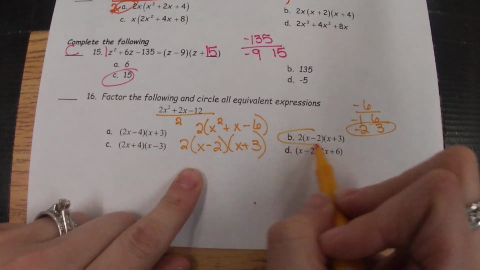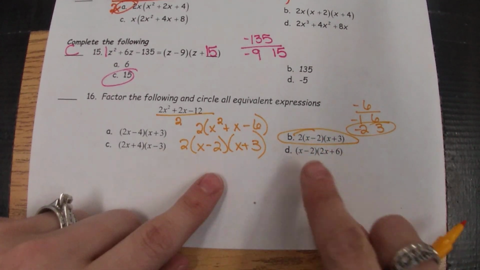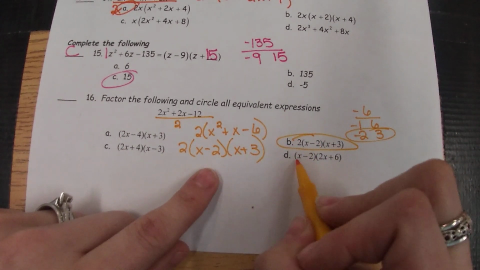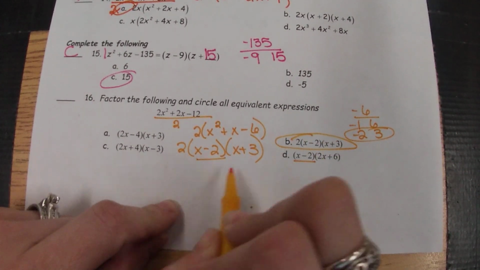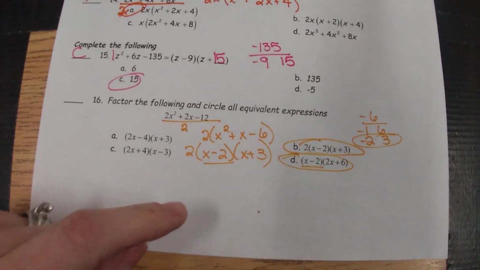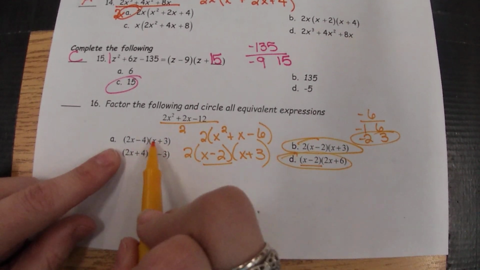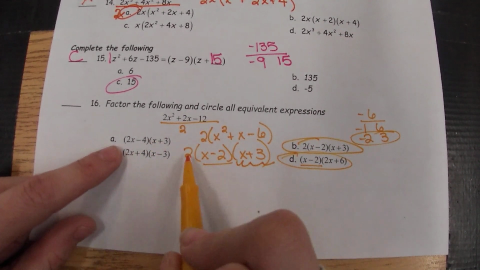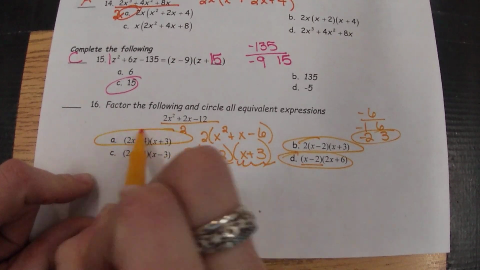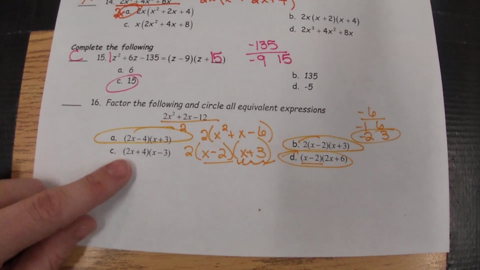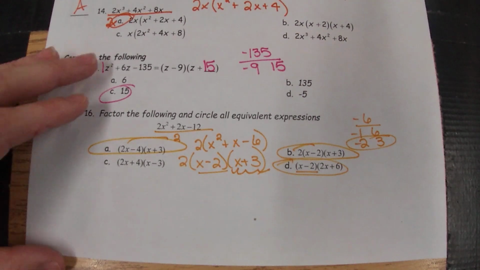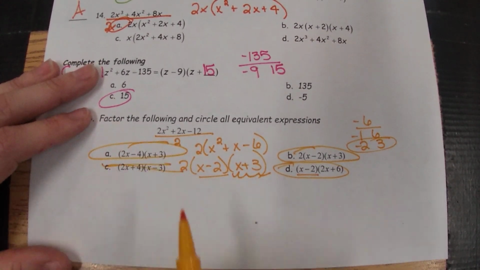Okay, so we know option B will work. If we look at D, we have an x minus 2 here and then a 2x plus 6, so D will work. We have an x plus 3 here and then a 2x minus 4, so this will work. And here our sign would be wrong. So those are all the options we should circle. C is not an answer.